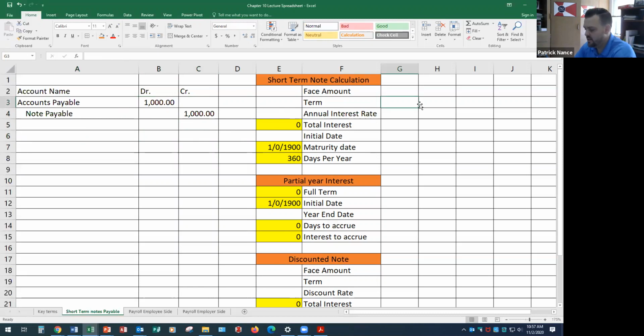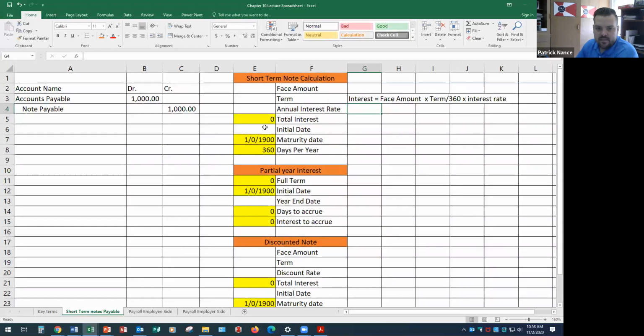I set one of these up for the last chapter, so I'll go through it quickly again. Remember, the calculation to find interest is: interest amount equals face amount times the term divided by the whole year, in this case 360, just because that's what the book uses, times the interest rate. So I've done that in this form here. We've got a face amount of $1,000, a term of 90 days, and an annual interest rate of 12%. This total interest function is taking $1,000, the face amount, times 90 divided by 360, and then times the interest rate of 12%, which gives me $30 worth of interest.